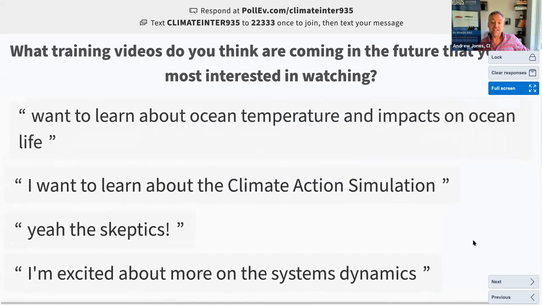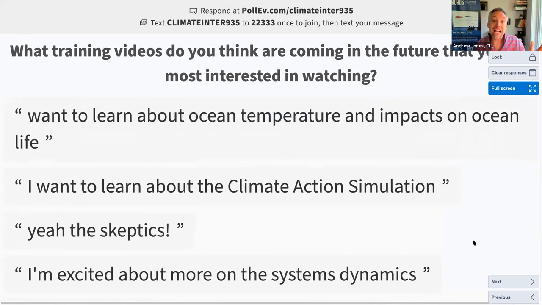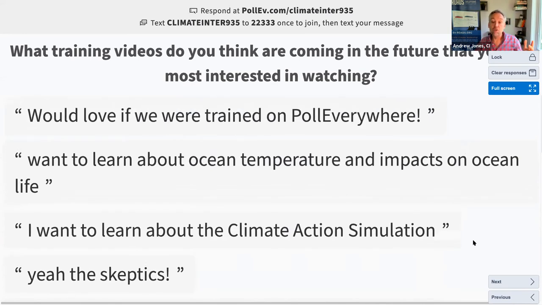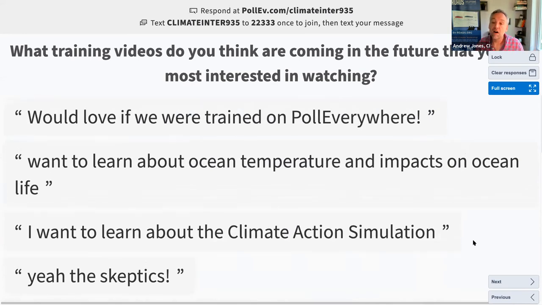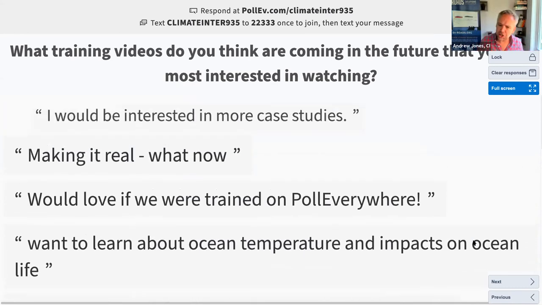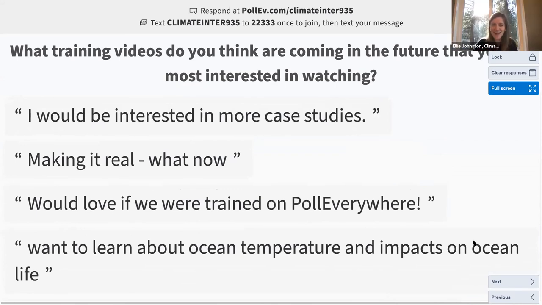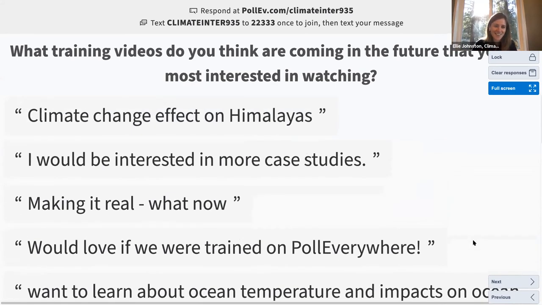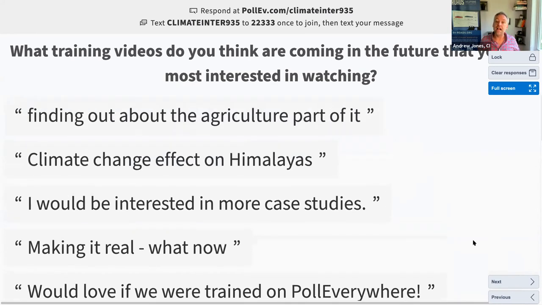The skeptics, system dynamics, climate action simulation game, ocean temperature and impacts on ocean life. Would love if we were trained on Polll everywhere. Is there such a thing? We should look into that. That's a good idea. How to use Poll Everywhere. I would be interested in case studies. Climate change effect on the Himalayas, agriculture.